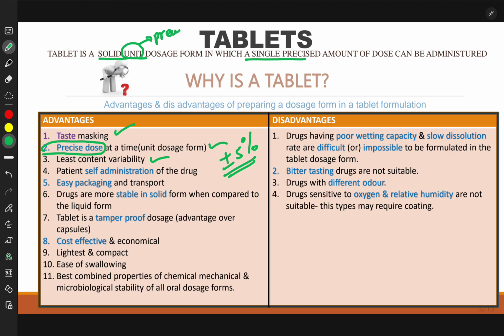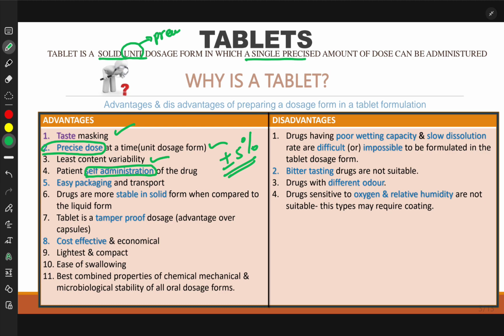So we'll be taking the complete prescribed dose at a time. Next, patient self administration. Like I said in the previous example, when you got a cough or common cold and you went to the doctor, he will be prescribing you some tablets. The doctor may not be able to be present every time when you are taking the tablet, because there is a simple thing.